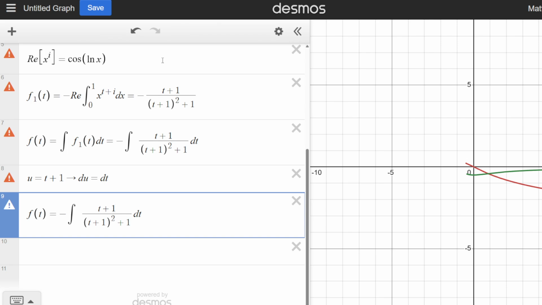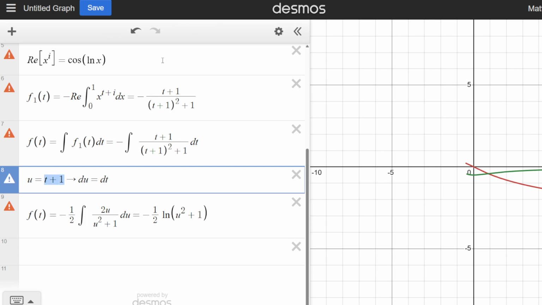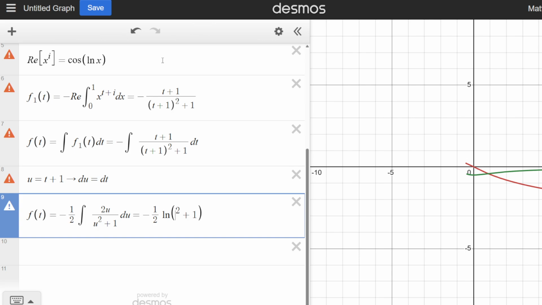But anyway, okay. So t plus 1 is u. So this is just a u squared. dt is now du. All right, let's put a 2 in there and put a 1/2 in there. So we can pretty clearly see that this is going to equal negative 1/2 of the natural log of u squared plus 1. But our u is t plus 1, so let's go ahead and just put that right there. All right, so that's our f of t. Oh, and then plus c.